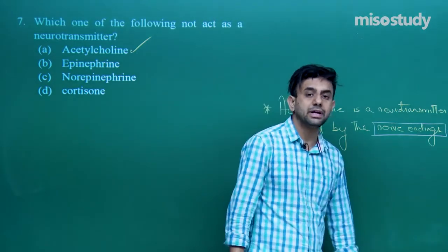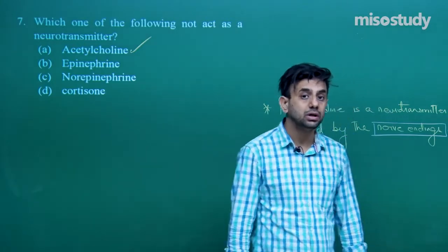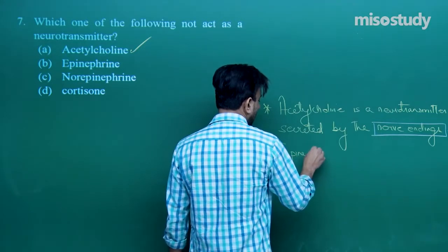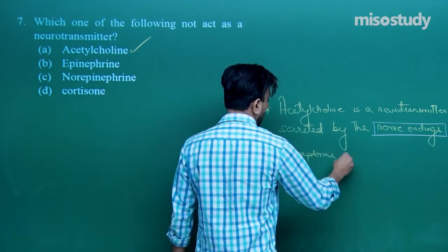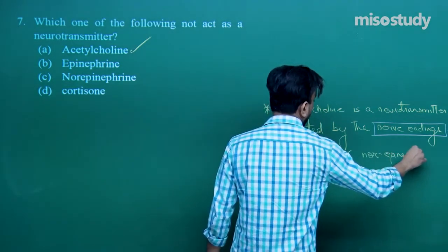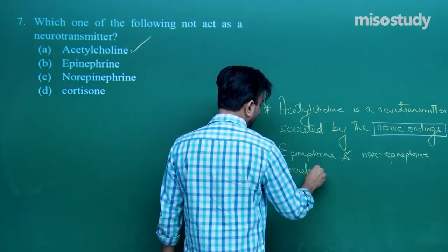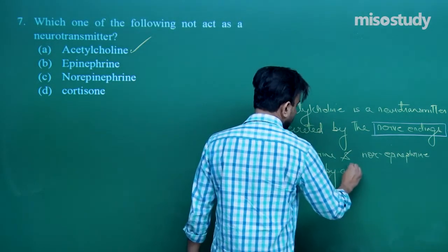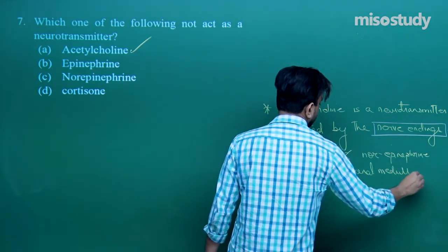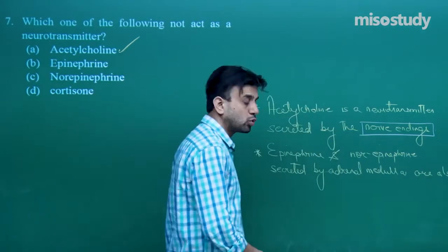Epinephrine and norepinephrine are secreted by the adrenal medulla, and these are also the what? The neurotransmitters. Epinephrine and norepinephrine, secreted by adrenal medulla, are also neurotransmitters.